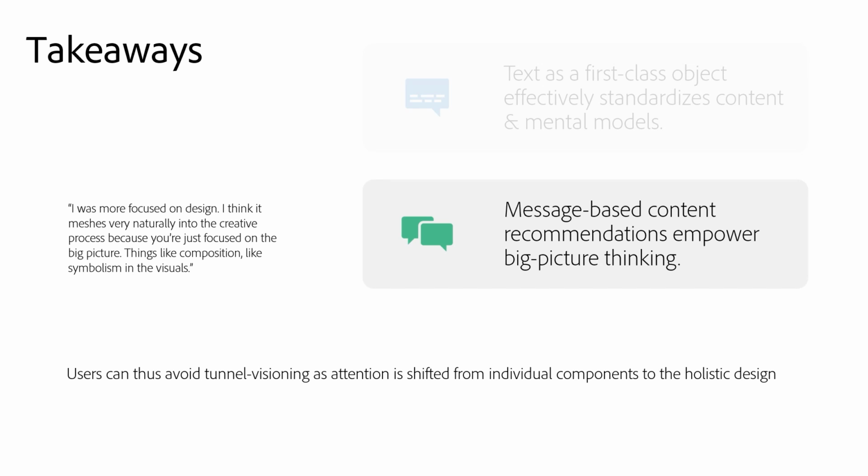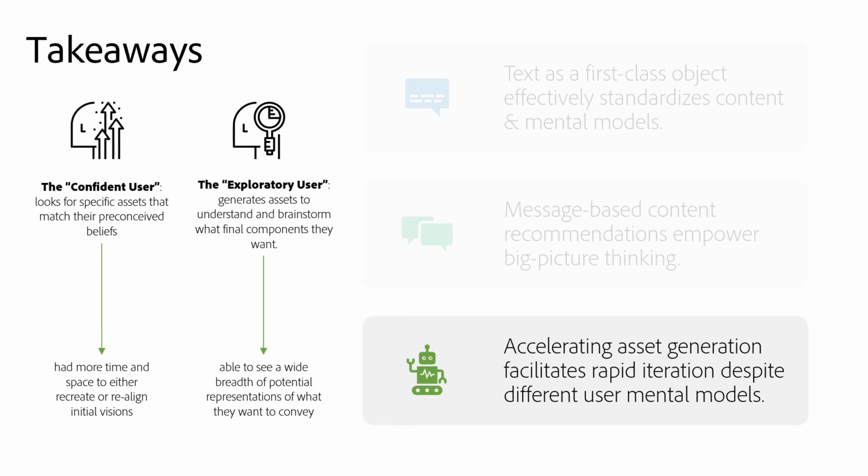But we note that this did not narrow thinking, but rather encouraged users to focus more on the big picture. Specifically, one participant commented that they felt more focused on design, things like composition and symbolism in the visuals. They were able to avoid tunnel visioning on the specific assets and focus more on the holistic design instead. Lastly, regardless of the type of mental models users had, asset generation from text facilitated rapid iteration.